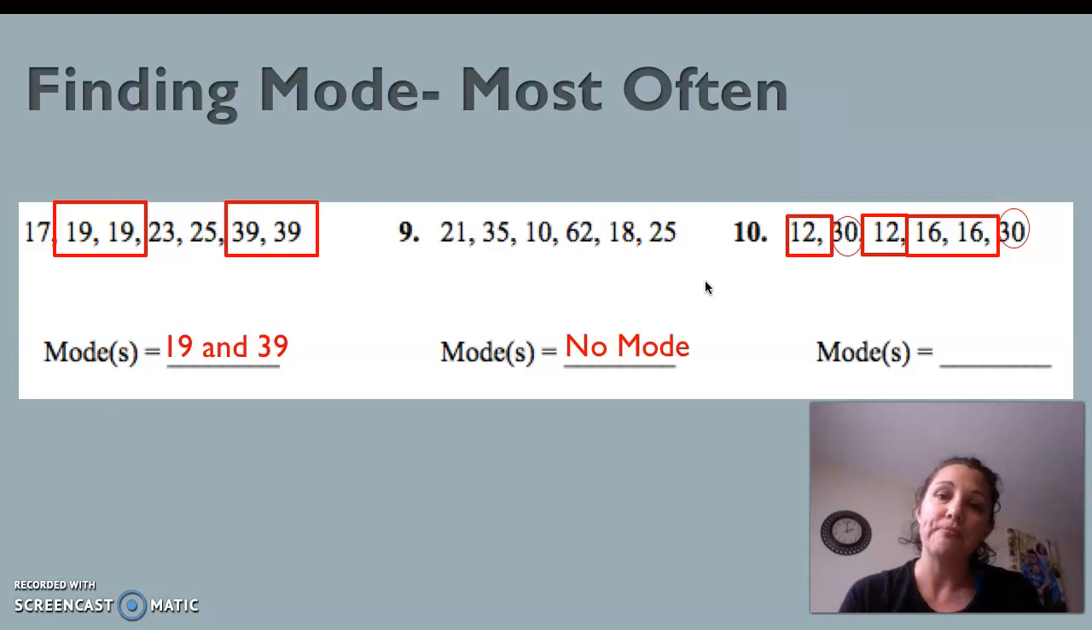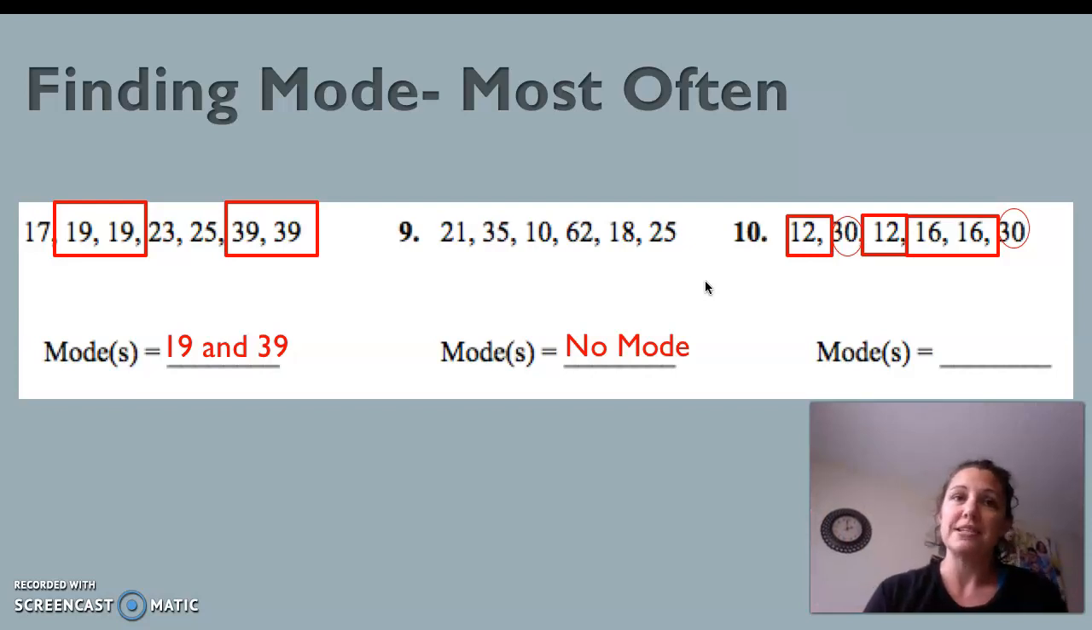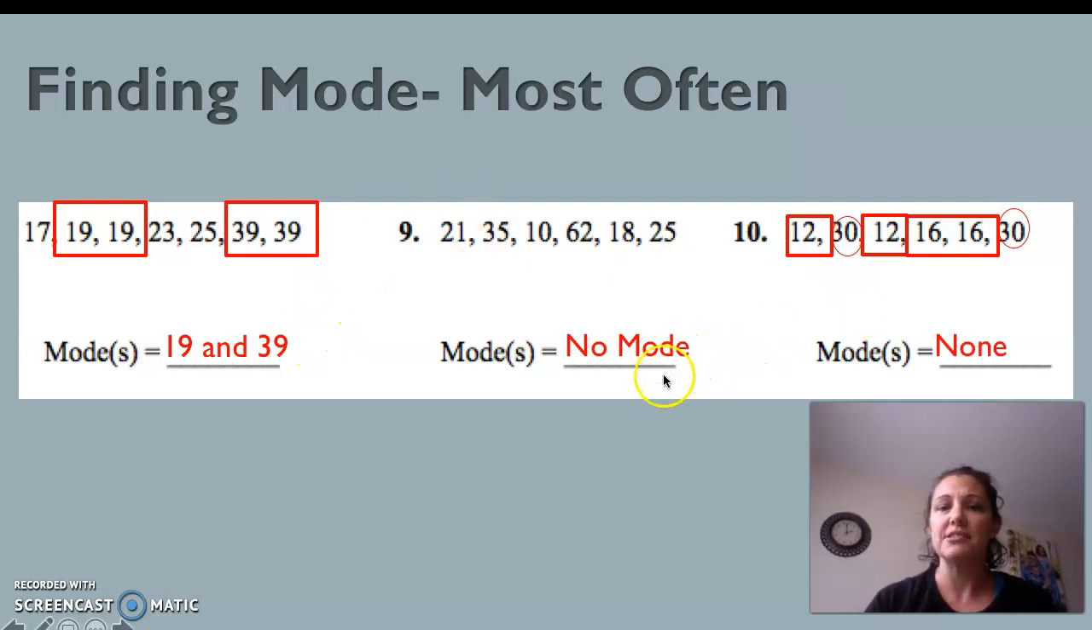So what do we do? Well, there is not one particular number that happens more than the others. They all happen the same amount of times. So we can't say that there's a mode. We would not say they're all the mode. That doesn't make sense. We would say there is no mode. Or you can just write none. I wanted you to see both of these, no mode and none.